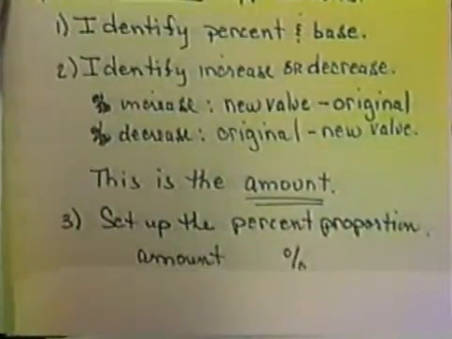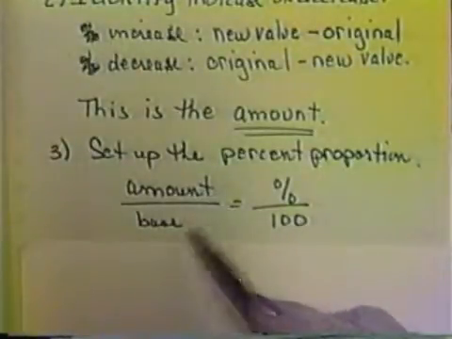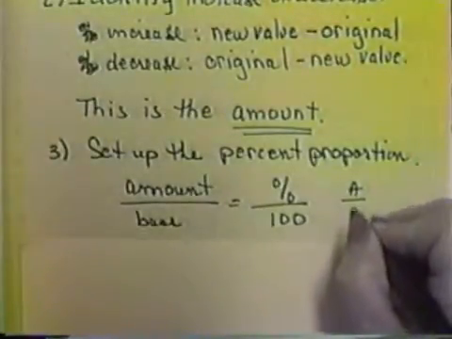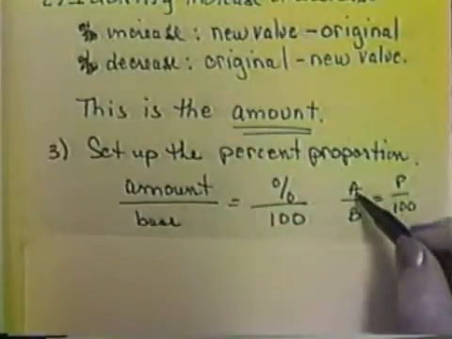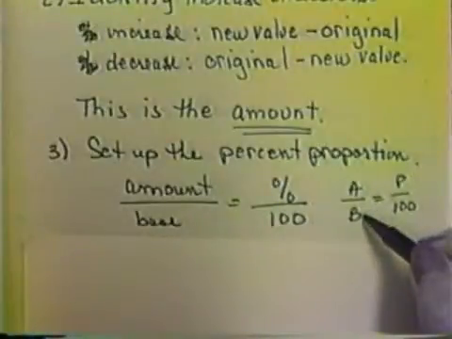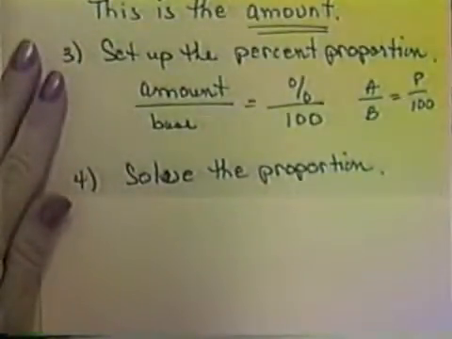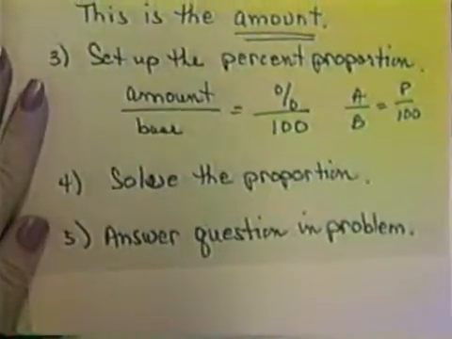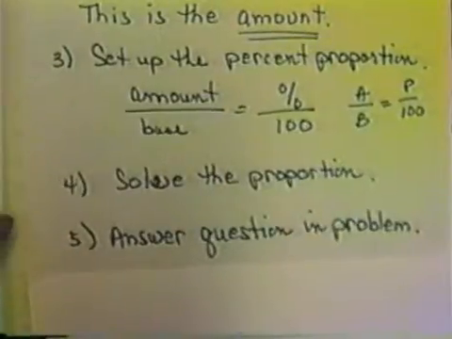Okay. Then we want to set up the percent proportion. Remember, the percent proportion is the amount over the base is equal to the percent over 100, which we abbreviated as A over B is equal to P over 100. Remember, we don't use the letters, but we say amount over base equals percent over 100. Then we want to solve the proportion using the cross products, and then we want to answer the question in the problem. Remember, we may have to set up the proportion, but it may not be the exact answer that they're looking for.